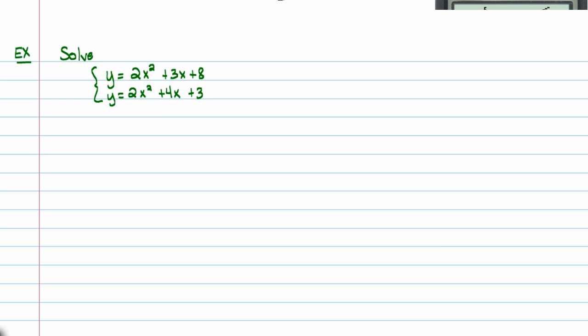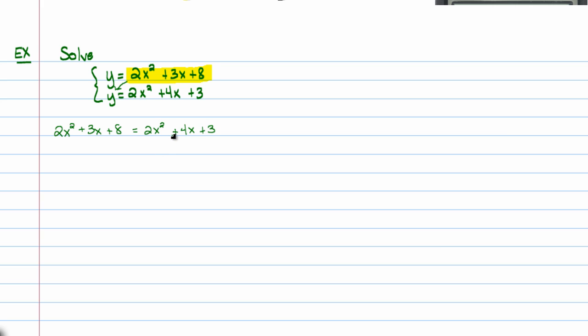So I'm just going to use the substitution method by saying, wherever I see a y in that second equation, I'll just replace it with 2x squared plus 3x plus 8. Let's go ahead and do that. 2x squared plus 3x plus 8 is going to equal that 2x squared plus 4x plus 3.